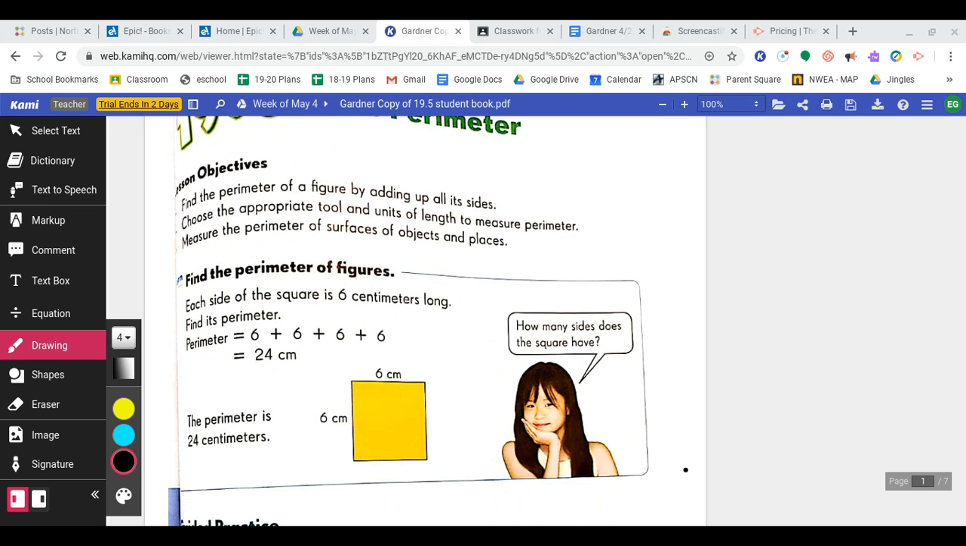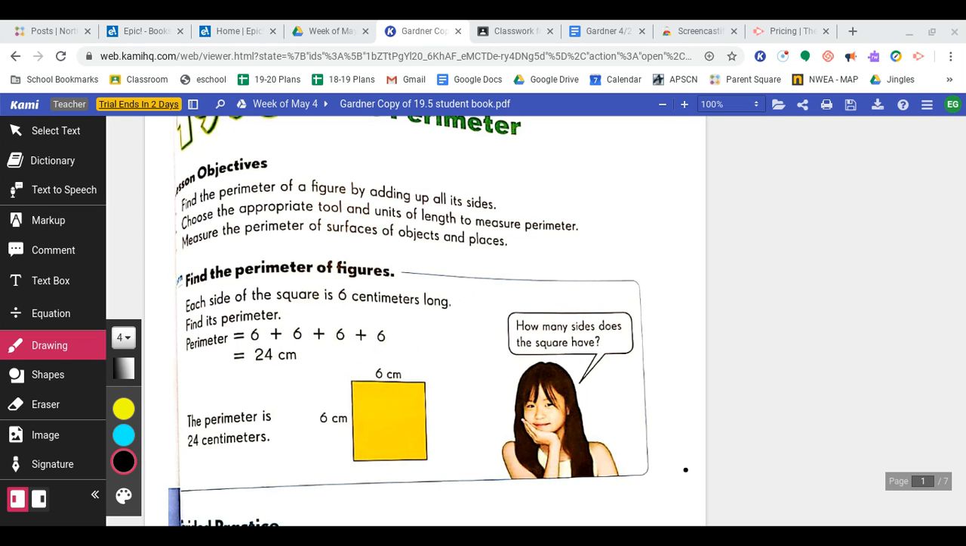So it says, for our first problem, find the perimeter of certain figures. Each side of this square is 6 centimeters long. Find its perimeter. Now we know that a square has all equal sides. So if one side is 6 centimeters, all of the sides are 6 centimeters. So even though there's not a label for these two sides, they're also 6. You can add up 6 4 times, but since they're equal groups, we could also multiply. So 6 times 4 equals 24. We would get 24 centimeters whether we add it or multiply.